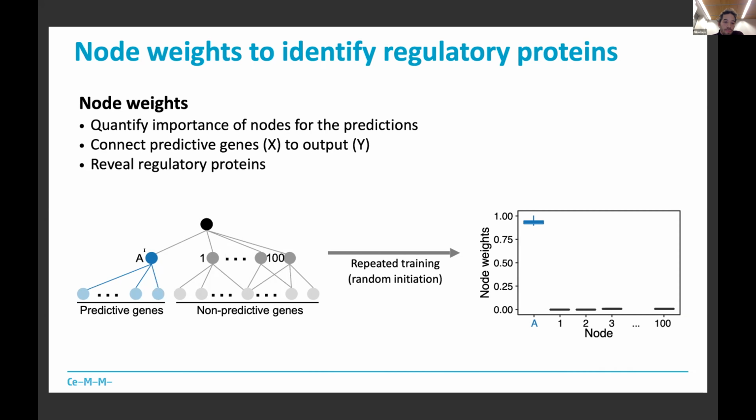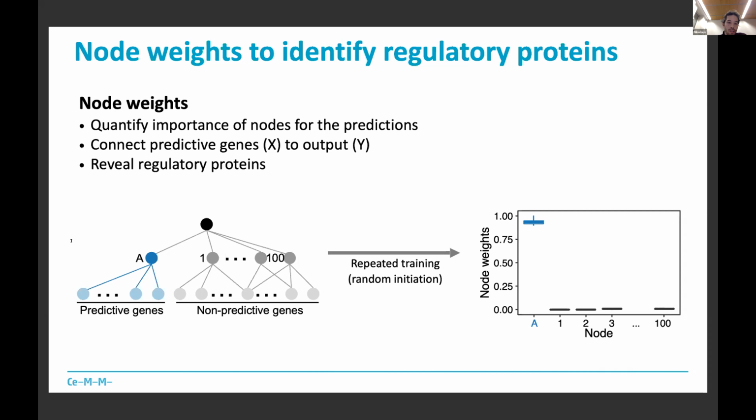And so the way I calculate them is I perturb them and then I can measure how much they affect the prediction in the end. So we can do this for each node over the different layers. We can perturb them and see how much they affect the prediction. So the nodes which are important here, those will be the ones that connect the important predictive genes to the output. And those are regulatory proteins.